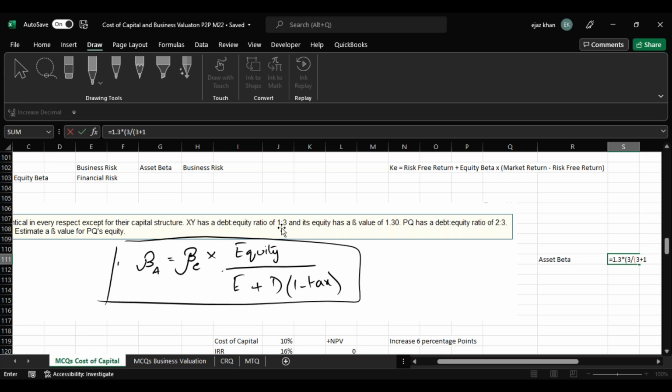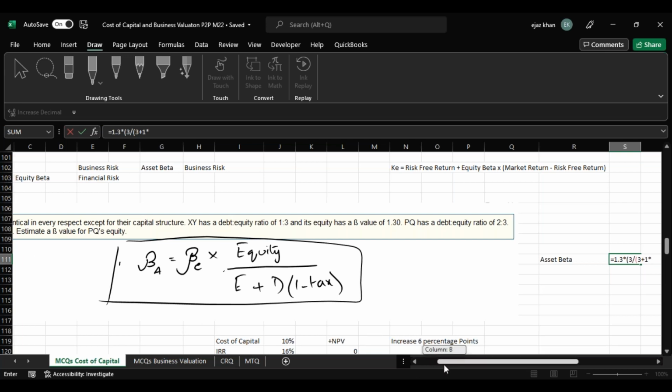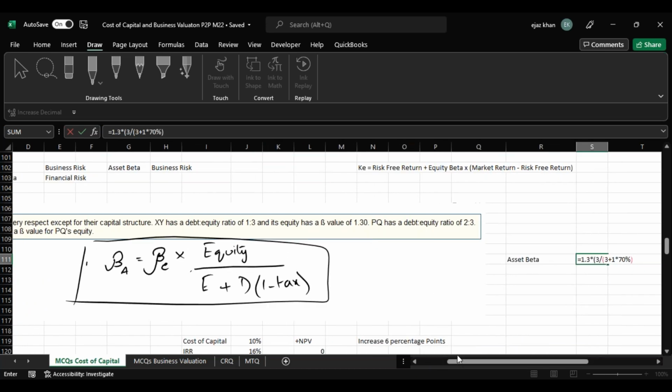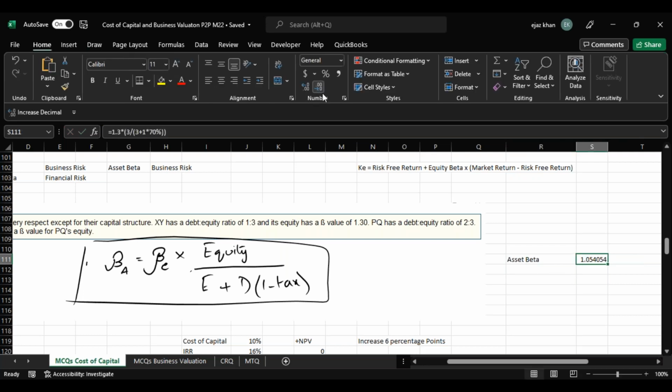So debt will be 1, but we have to make it after tax. So the tax rate is 30%. So we have to multiply it by 70%. Do not forget to do this calculation of multiplying that 1, the debt, by 1 minus tax. So now it's 1.054. Anybody having a different answer, just check what you actually did wrong. And it's always better to write equity beta or asset beta up to 2 decimal places. It's advisable to write it up to 2 decimal places.